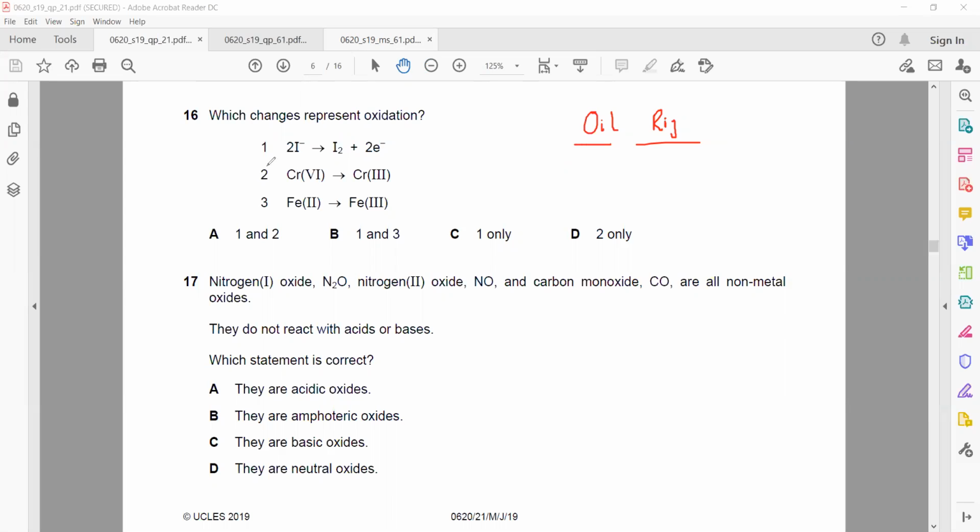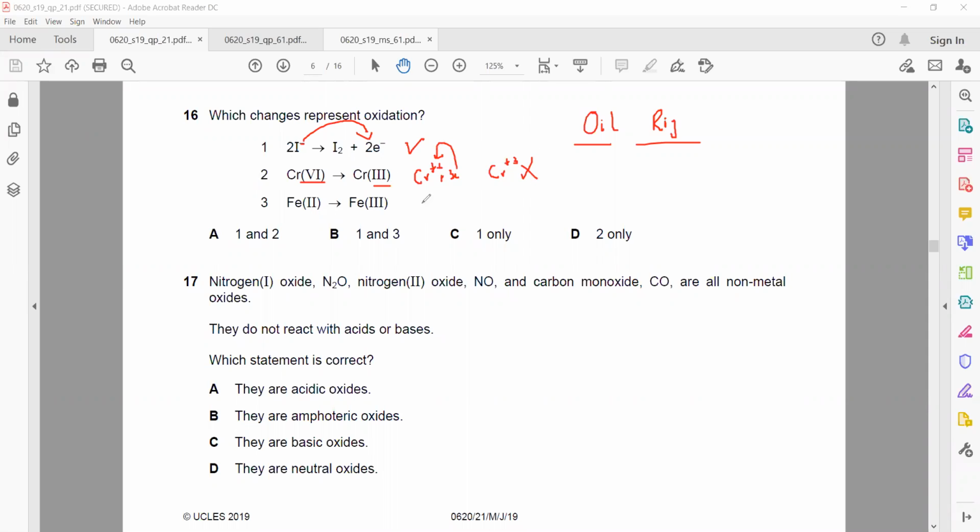The question is which change represents oxidation. Iodide is changing into an iodine molecule. That's a loss of electrons, so this is oxidation. Chromium +6 changes into chromium +3. The charge is decreasing, which means it gains 3 electrons, so that is not oxidation. If the charge on the ion decreases, that is reduction. So +6 changing into +3 is a reduction, not oxidation.